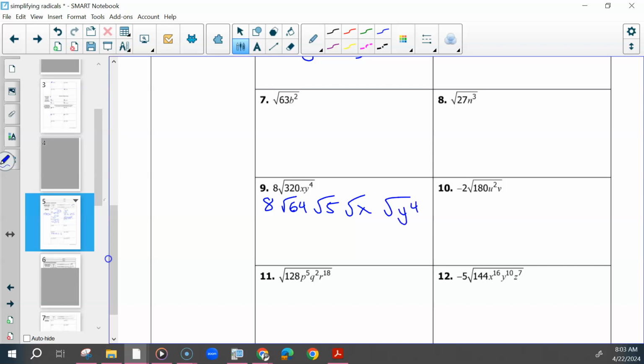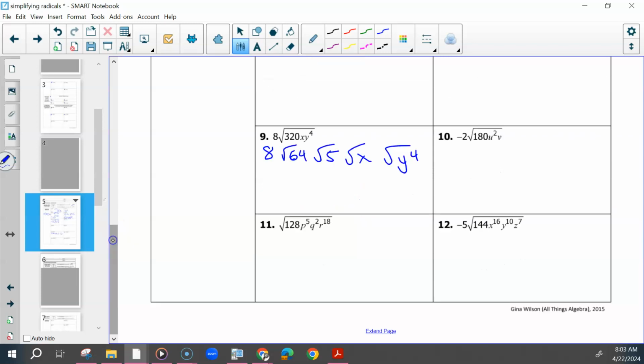And then we have the square root of y to the 4th. So, breaking things down, the square root of 64 is 8. That would stay the square root of 5. That would stay the square root of x. The square root of y to the 4th is y squared. And then I'm going to rearrange. 8 times 8 would give us 64. Y squared has to come out front. Underneath the square root, 5x. Any questions on that?